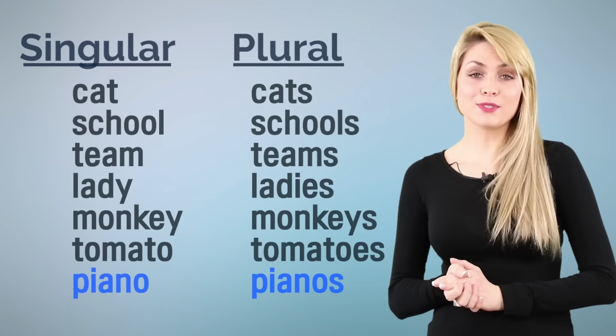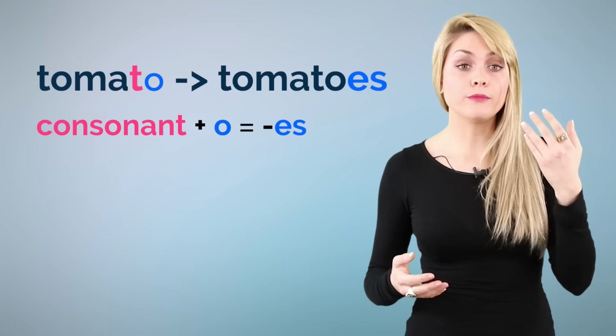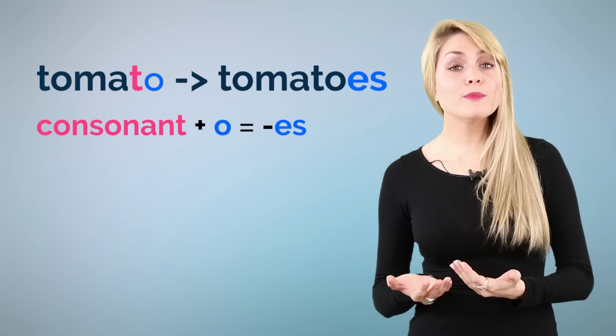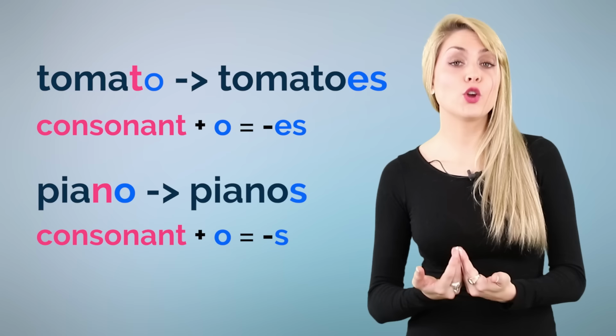Now, tomato becomes tomatoes. You add ES. And with most words ending in O, so consonant O, you will add ES. But sometimes you will only add S, like piano, pianos. There is no particular rule for this. You just need to know the words that only end with an S. Okay, let's move on to some pronunciation now.